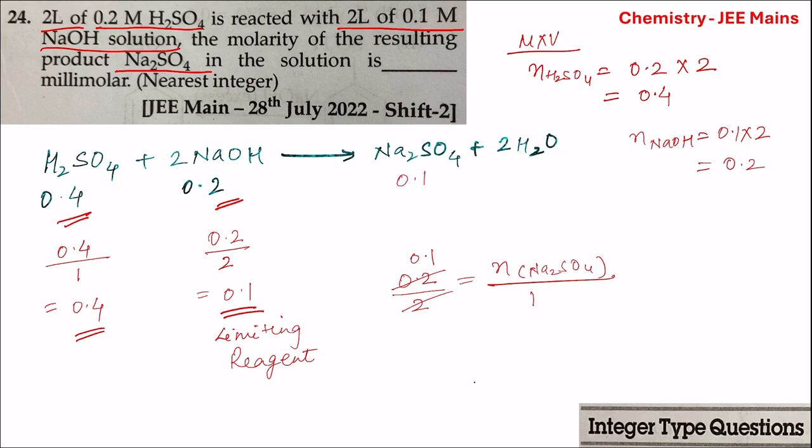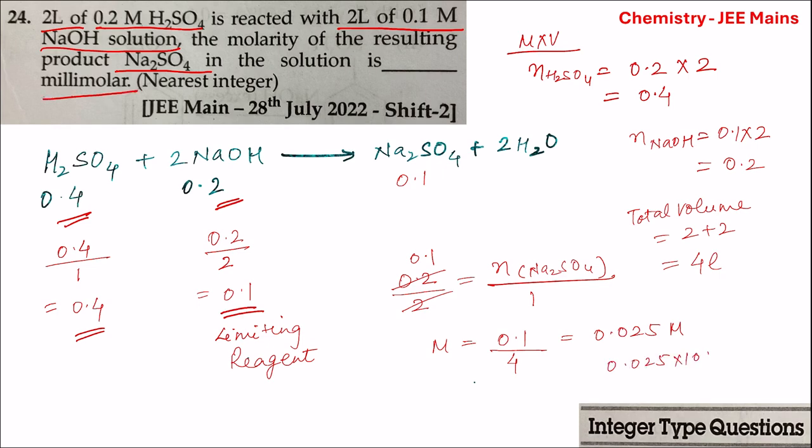Now total volume of the solution on mixing 2 liter of H2SO4 and 2 liter of NaOH, the total volume of solution will be equal to 2 plus 2, which is equal to 4 liter. So the molarity of the resulting Na2SO4 solution will be equal to moles of Na2SO4, that is 0.1, divided by 4, and this is equal to 0.025 M. And if we want the answer in millimolar, then just multiply it by 1000, and this is equal to 25 millimolar solution. So answer here will be 25.